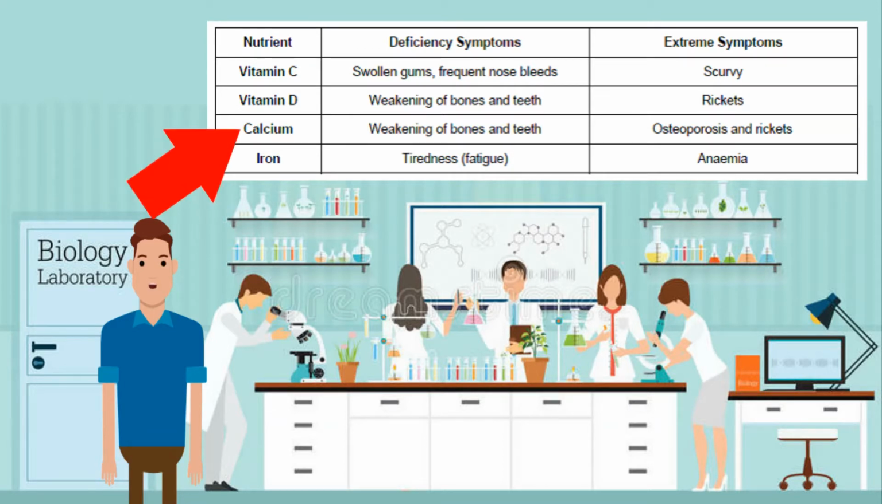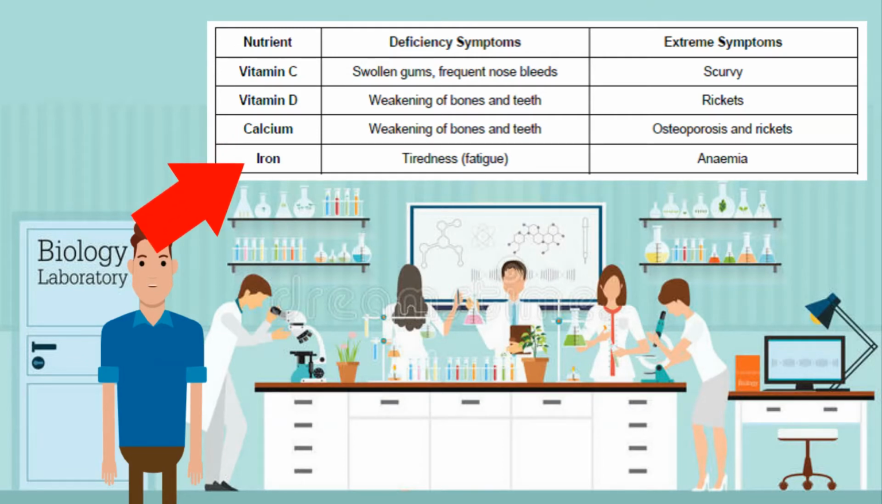Now, calcium deficiency. Calcium strengthens bones and teeth, so calcium deficiency will cause weakening of bones and teeth, rickets, and in extreme cases, it can cause a disease called osteomalacia or osteoporosis. Osteomalacia is the softening of the bone. Osteoporosis is the fracture of the bone due to softening of the bone.